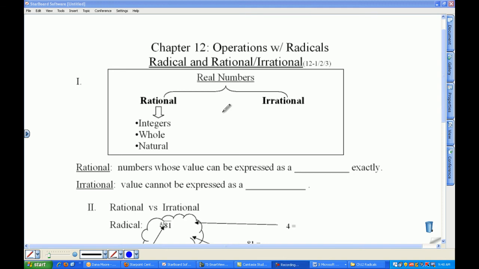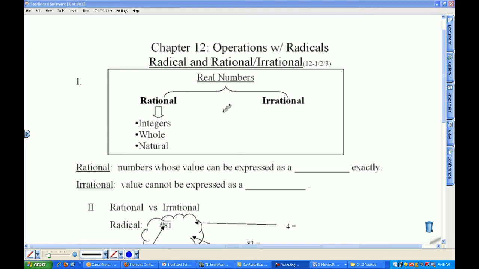Welcome, ladies and gentlemen, to Chapter 12. The topic of Chapter 12 is radicals. We will be simplifying radicals, adding, subtracting, multiplying, and dividing radicals. We will be taking square roots, cubed roots, fourth roots of different expressions.